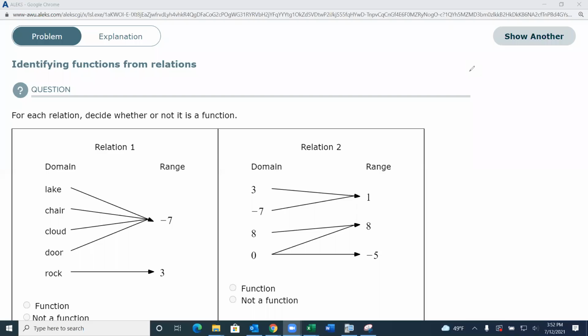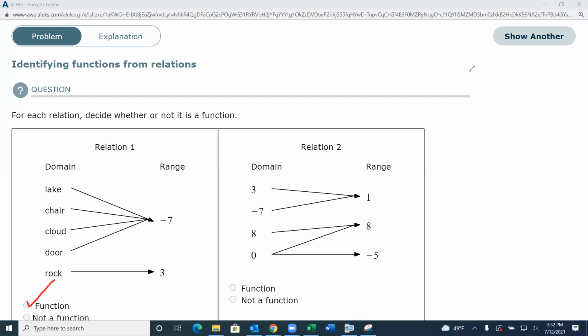So a relation is a function if everything in the domain is used at most one time. So nothing in the domain is used repeatedly. So for example, lake is associated with -7 and nothing else. Okay. Chair is associated with -7 and nothing else. So lake and chair, they are not used more than once, nor is cloud, door, or rock. Therefore, it is a function.